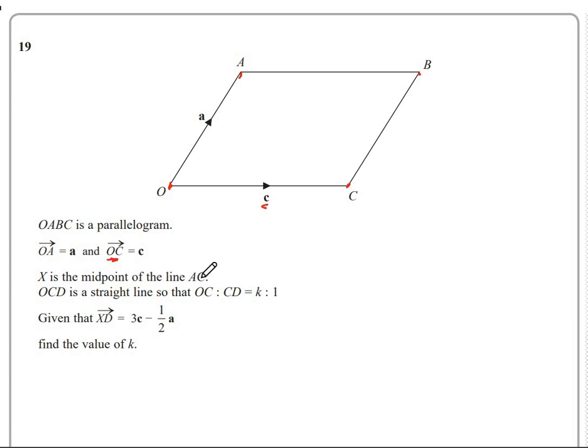X is the midpoint of the line AC. What line AC? I can't see any line AC. So what I'm going to do is fill in a line here. I'm going to go as straight as possible.